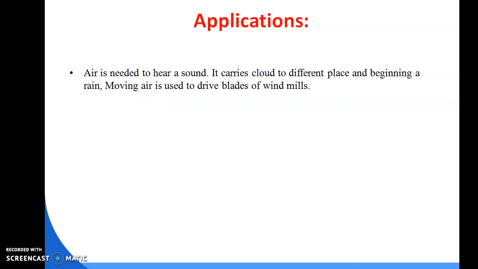Air is needed to hear a sound. It carries clouds to different places and brings rain. That means by the help of air, it carries the cloud to a different place and it brings rain. Moving air is used to drive the blades of windmills, which is used in a wind energy system. The windmill blades are rotated by the help of air and produce electricity. That is the use in our wind energy system.